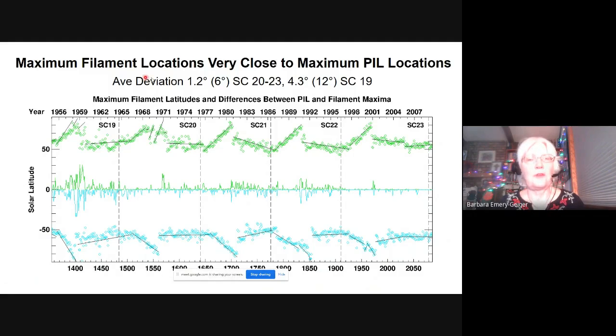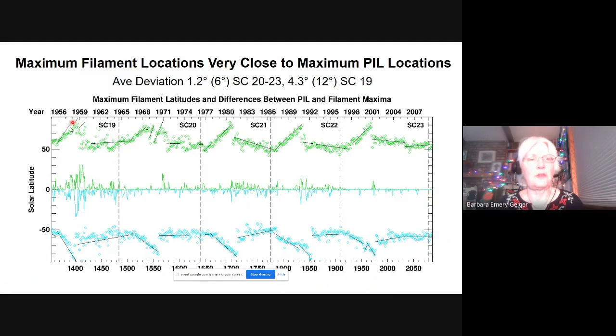But if you take the average, it's 0.2 degrees for those. And for solar cycle 19, it's 4 degrees. If we look only at this rush to the pole, where you have at least 2 degrees different between the filament and the pill, then the average is 6 degrees for these cycles and 12 for 19. So that shows you there's some problems in finding filaments for solar cycle 19, but in general, we think that when we look at the maximum pill locations, we're going to be okay.